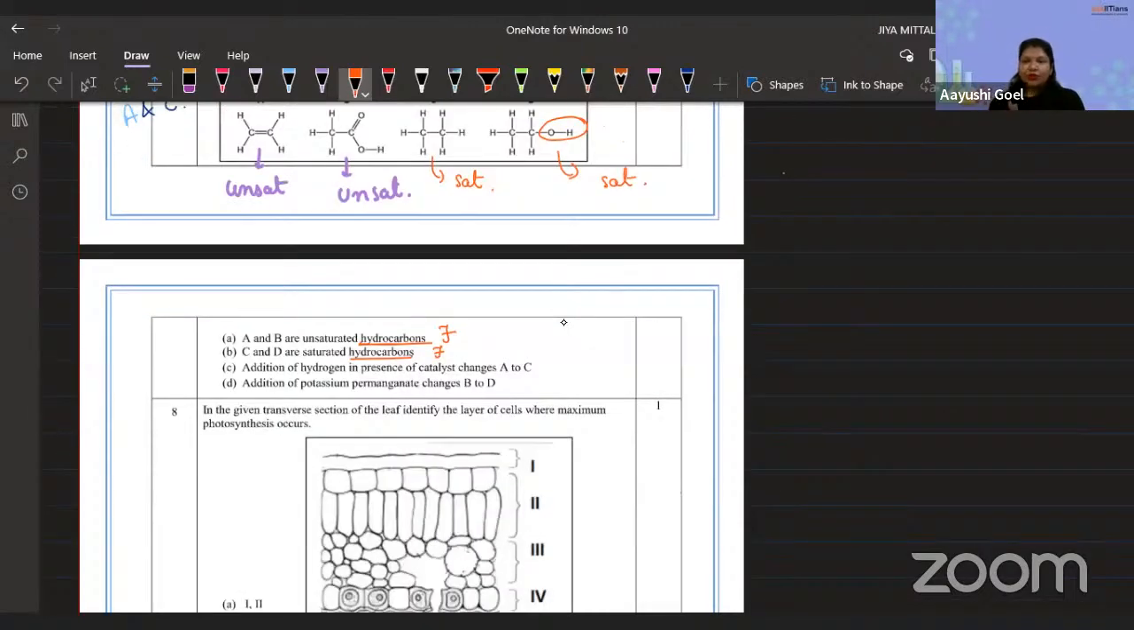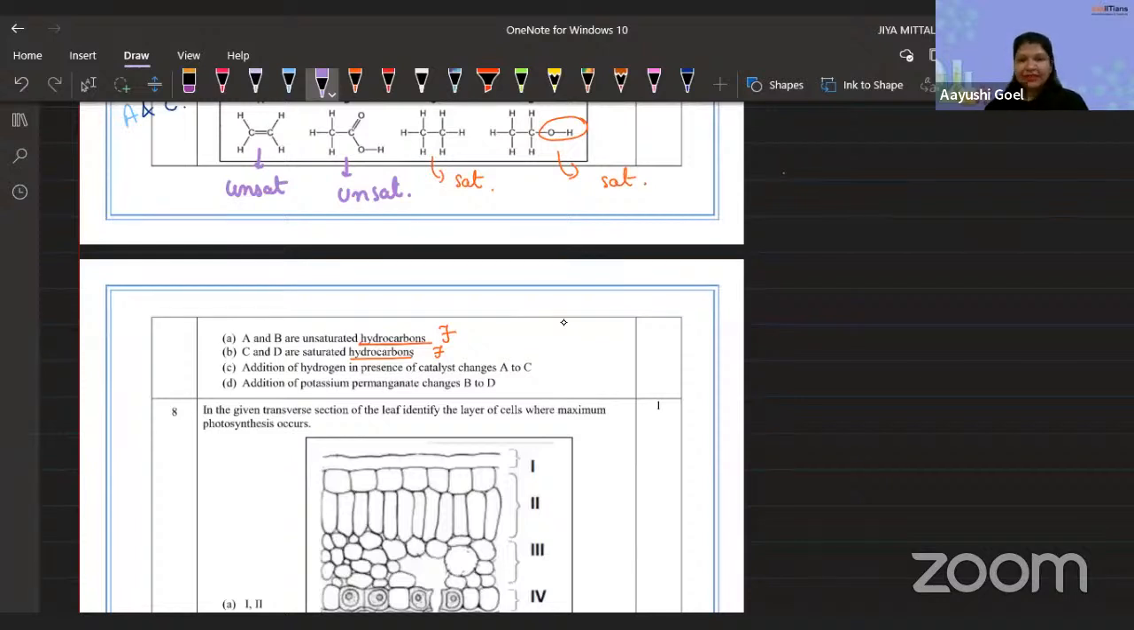Now let's go with the next portion. This is what we are going to learn. In the NCERT, there were only 4 different reactions given for the hydrocarbon chapter. One is the addition reaction, second is the substitution reaction, third is elimination, and fourth is the combustion reaction. So in this case, we are going to see the addition. The addition of hydrogen using a catalyst to A gives you C.